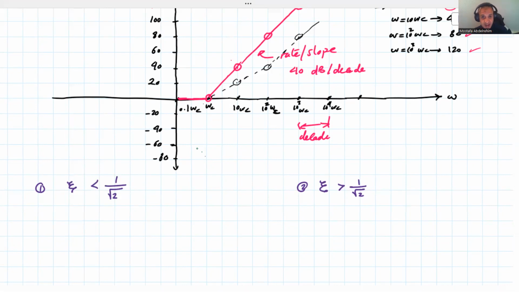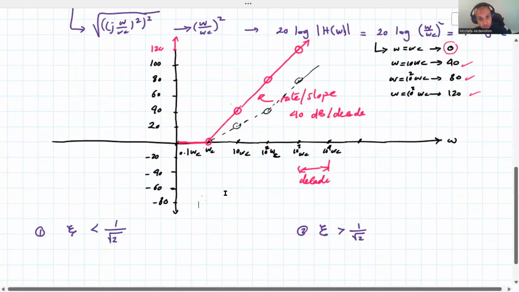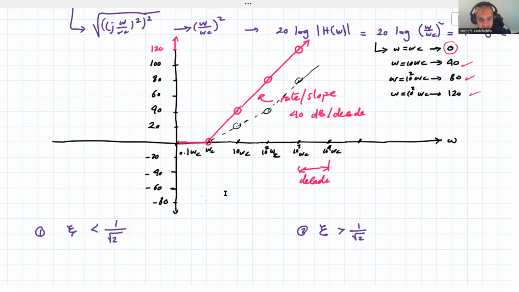If you calculate zeta and you find it less than 1 over the square root of 2, then there is what's called some resonance, and some peak, we call it the resonant peak. So the final shape, when you draw it accurately on MATLAB, for example, will not be like that. It will have some curvature with a peak. In that case, it will be something like that.